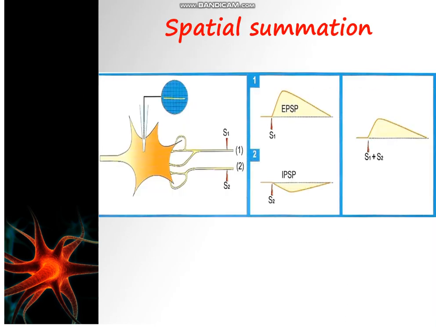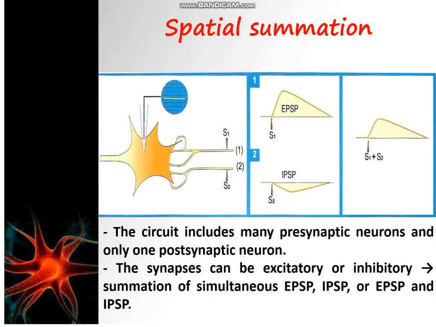The second type of integration is the spatial summation, in which case the neuron integrates messages by spatial summation. This is the circuit involved. In this circuit, we can observe many presynaptic neurons and only one postsynaptic neuron. The synapse between each presynaptic neuron and the postsynaptic neuron can be excitatory or inhibitory.